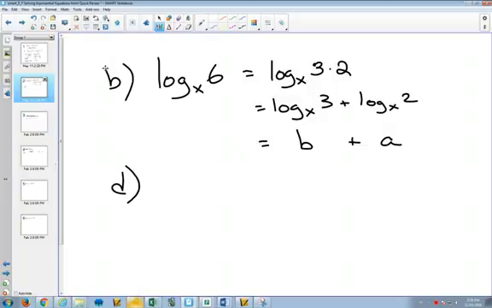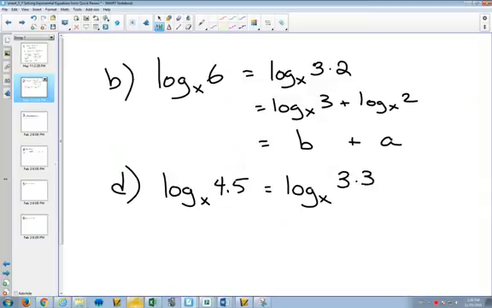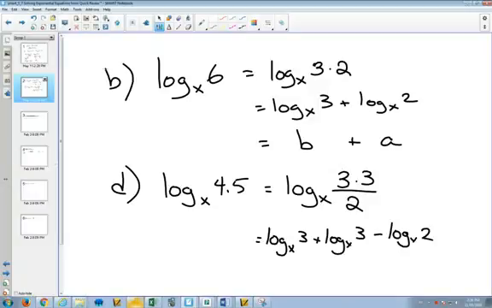C, I think you'll be able to do on your own now because it's already got 2's and 3's. But let's look at 4.5. How could you write 4.5? 4.5 is 9 over 2, which is the same as 3 times 3 over 2. So then this would be log x of 3 plus log x of 3 minus log x of 2, or 2b minus a.